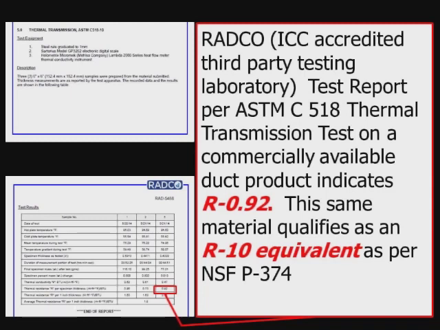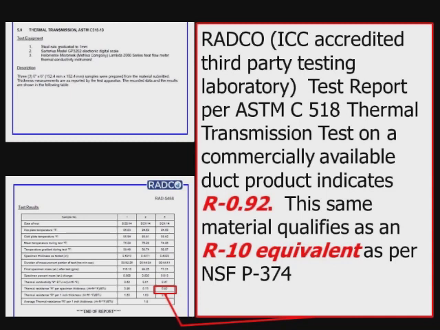Its K factor is very high, but yet when you take this same material and put it through the NSF P374 protocol, it can be described by this protocol as having the thermal distribution efficiency equivalent to an R10. Okay, so that's something to be very, very cautious of. NSF P374 does not describe R value. It describes thermal efficiency or thermal distribution efficiency.